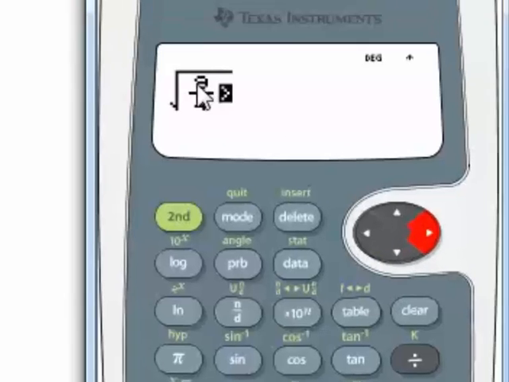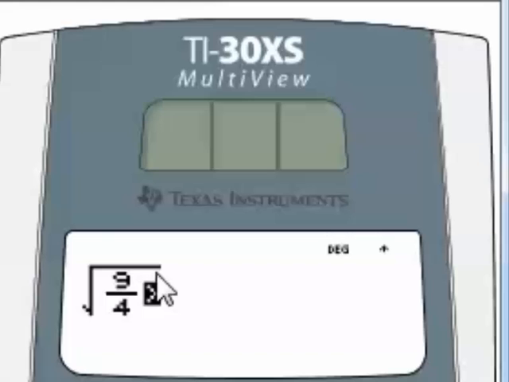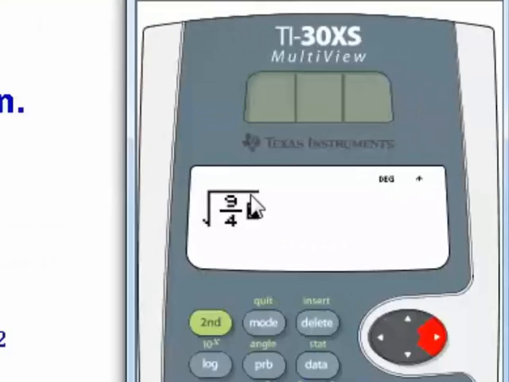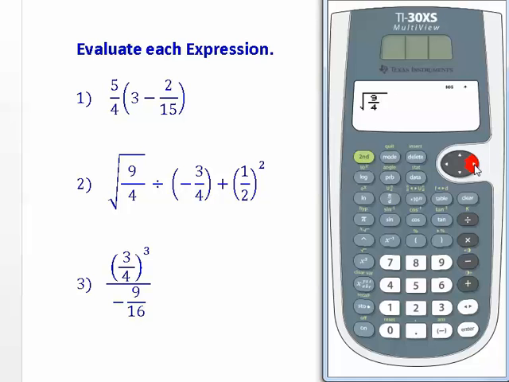Now you'll notice the top bar of the square root symbol is still above the blinking cursor. You want to make sure when you press the division button that it's outside of that bar. To do that, you need to press the right arrow key one more time. So now we can press the division button, parenthesis, -3/4.